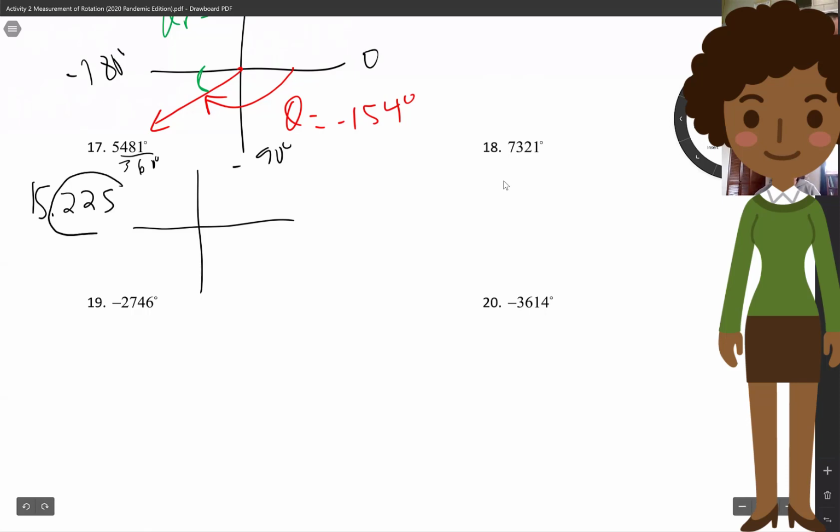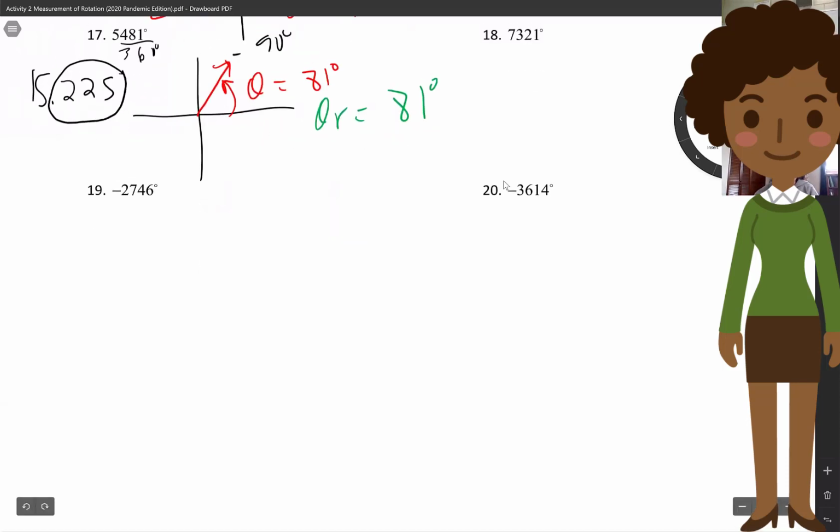So that 0.225 means that you did 22.5% of a revolution. So I'm going to take that 0.225 minus 15 there, and I'm going to multiply it by 360. And I get 81 degrees. So that means that I'm like right here, and that's 81 degrees. Because I'm in quadrant 1, that's also my reference angle. See?